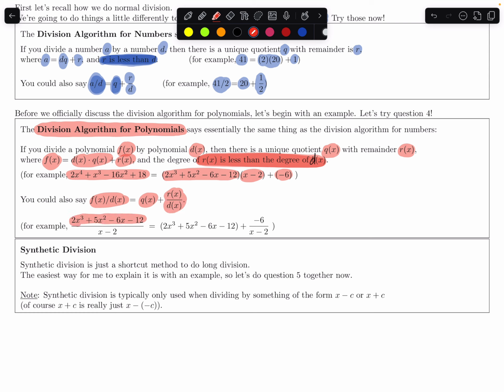That's like saying what we said earlier, right? Take that number divided by the divisor, it's the quotient plus the remainder over the divisor. Okay, one last thing to cover in this video here, which is synthetic division.